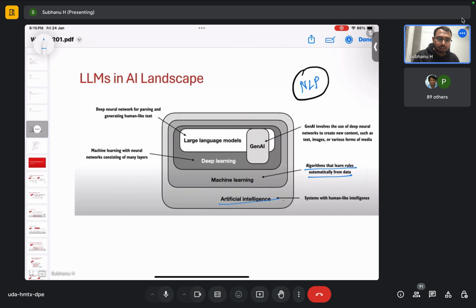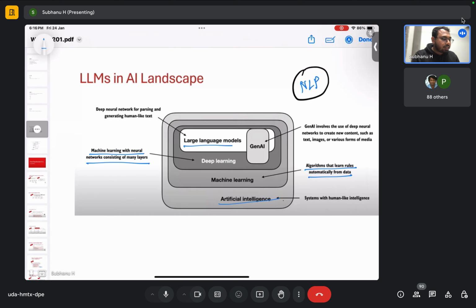Then it comes to deep learning. Deep learning is basically machine learning with a neural network consisting of many layers. So you know the neurons. There are neurons. You need a huge amount of data, then you can feed the data into the neural network and it will give you an output. So that's a deep learning architecture. Now there is the large language model.